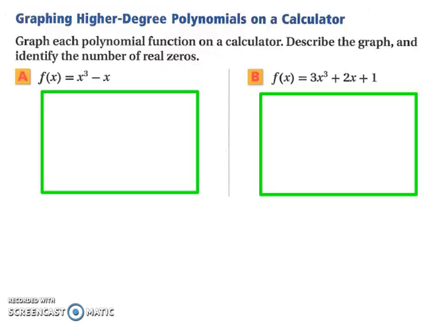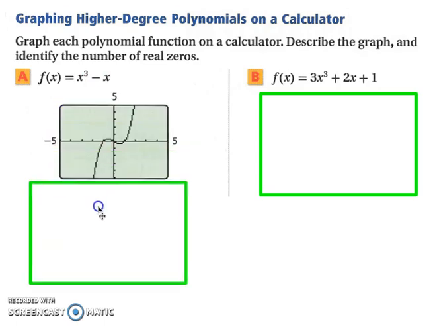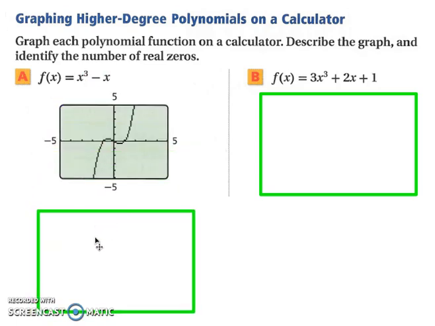Let's look at graphing higher degree polynomials on a calculator. So for these next 4 pieces, you're going to want a calculator or graphing calculator handy. So we're going to graph each polynomial function on a calculator and then describe the graph and identify the number of real zeros. So we plug into our graph x to the third minus x, and we see this.